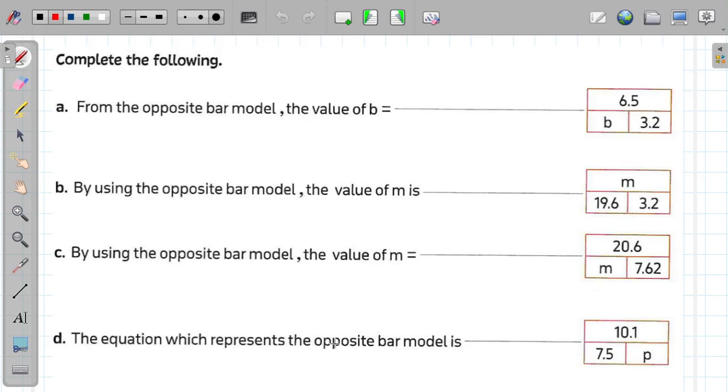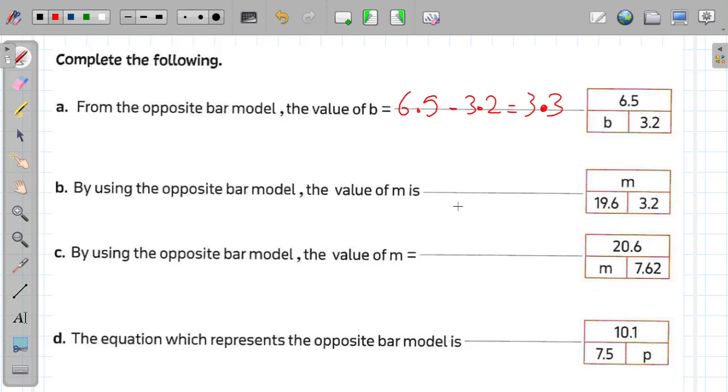Okay. Next, I want to complete the following. So I have 4 part-whole models and I want the value of the variable. Okay. The first one here says from the part-whole model, what is the value of b? I want to find the value of b. So it will be the subtraction of two numbers because b is a part number. Okay, so b equals 6.5 minus 3.2 equals 3.3 because 5 minus 2 equals 3 and 6 minus 3 equals 3. So the value of b is 3.3.